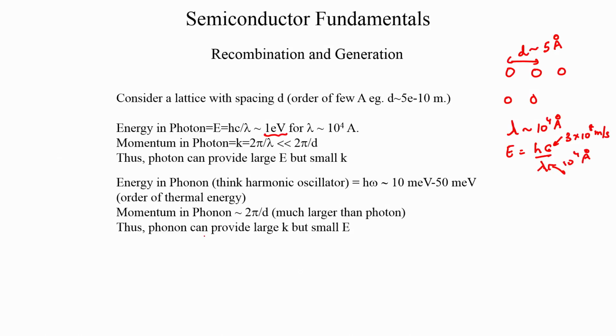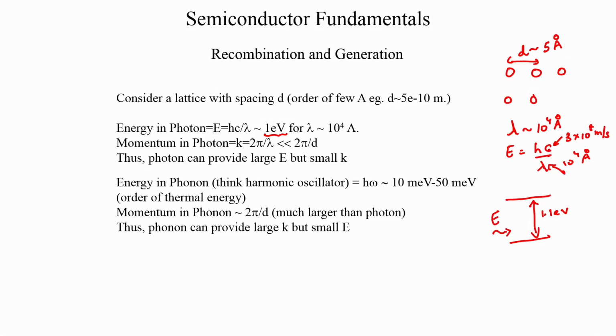Considering the fact that silicon has a band gap of about 1.1 electron volt, the energy provided by the photon of this particular wavelength is of the order of the band gap of silicon.